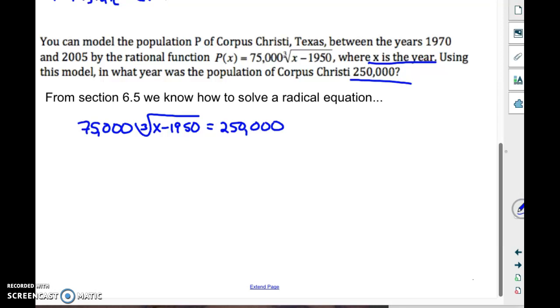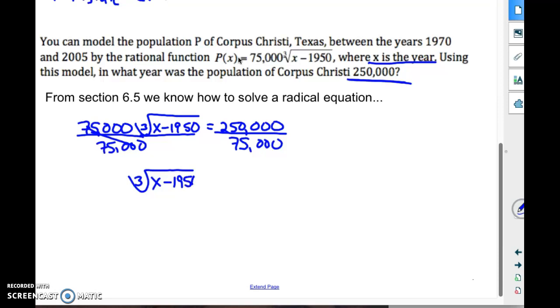So if they're going to be equal, I'm going to set my equation equal to the population. And then we're trying to solve for x. So first we're going to have to isolate the radical sign. So I'm going to have to divide both sides by 75,000. So we have the cube root of x minus 1950 equals 3.333. It's really 3 1/3, repeating forever.